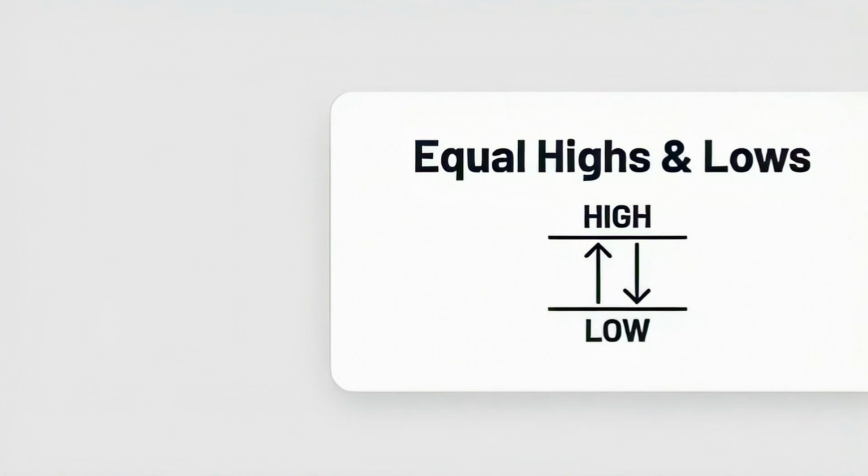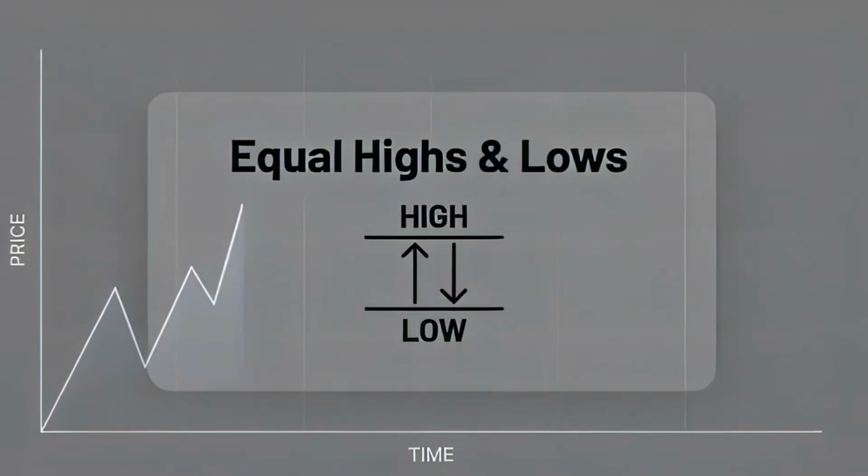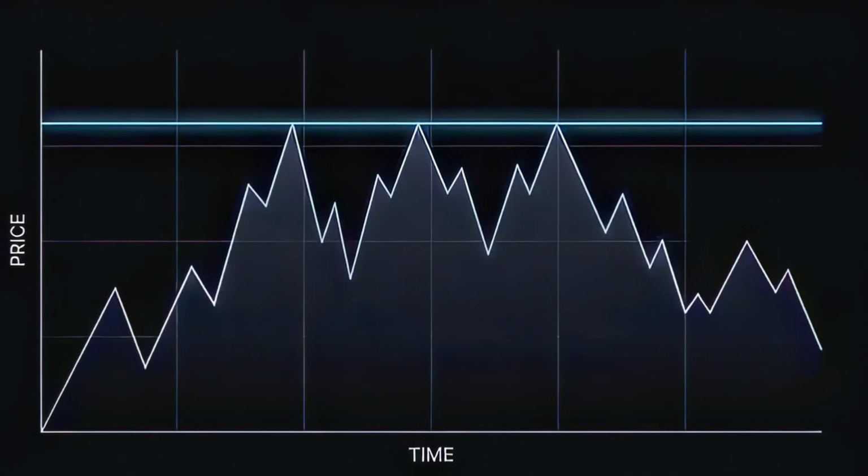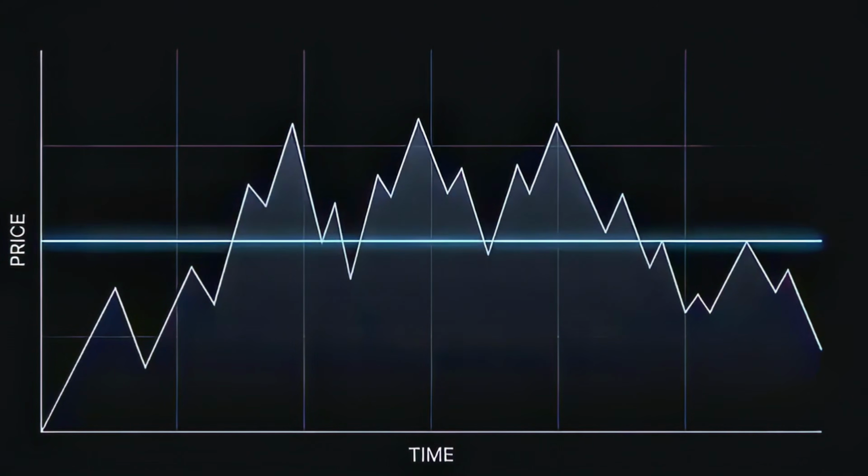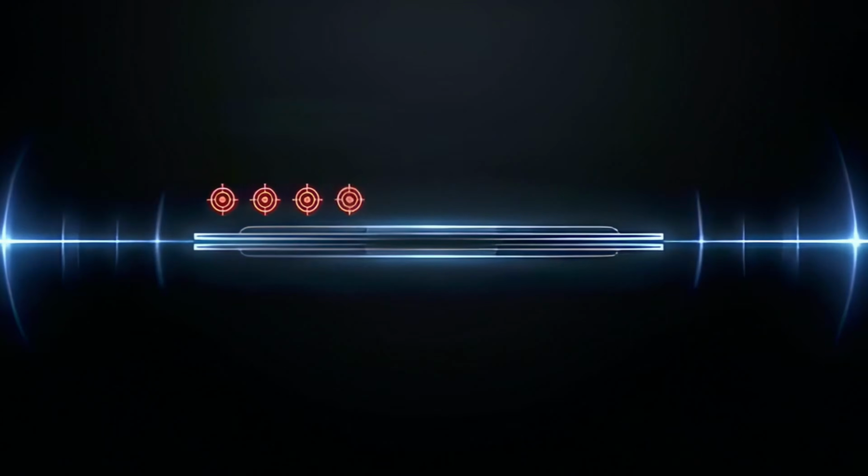Next up, equal highs and equal lows. When price repeatedly stalls at almost exactly the same level, 2 or 3 highs at nearly identical prices, the indicator marks them. And these matter for a very specific reason.